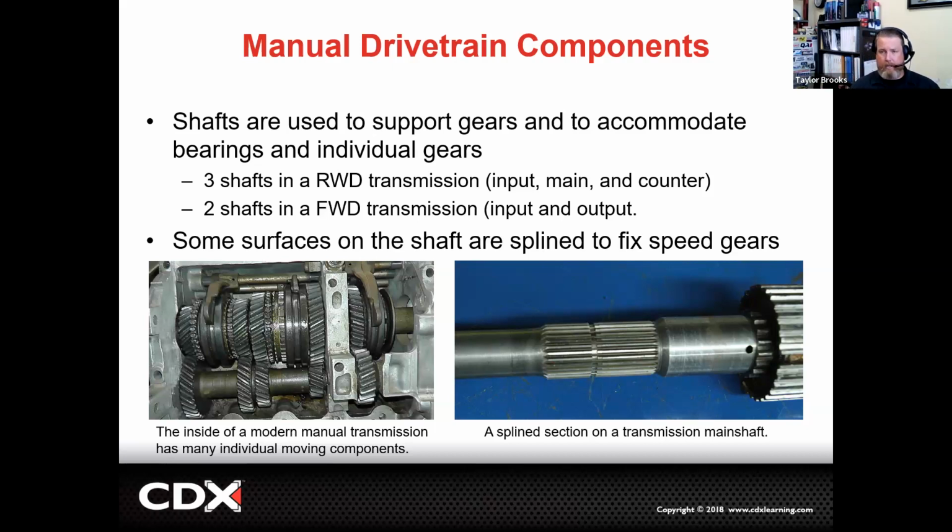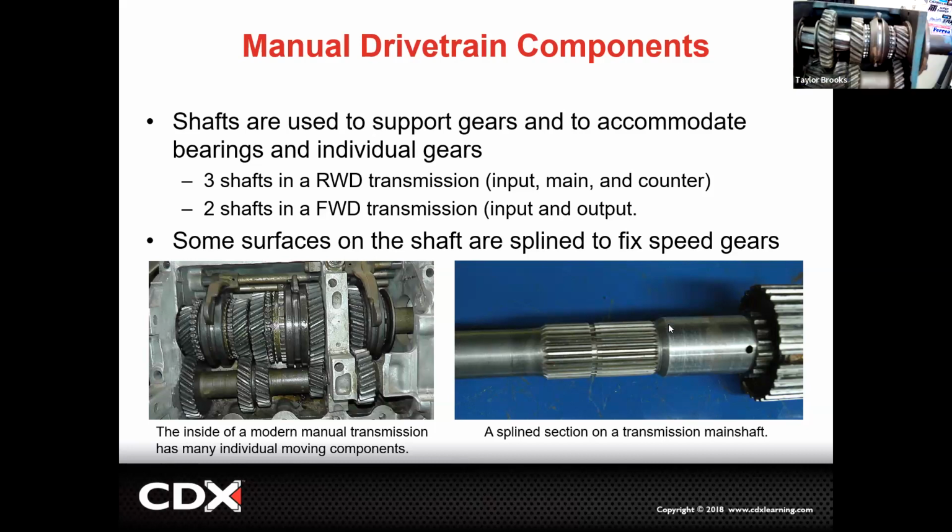Oftentimes, repair manuals can talk about shifter linkage being a shaft. I'm talking about what shafts the speed gears are located on. In that case, some of our gears will be fixed to the transmission itself. In other cases, the gear will be movable. So let's look at that really quick. I'm going to go back and forth between a transmission cutaway that I have.